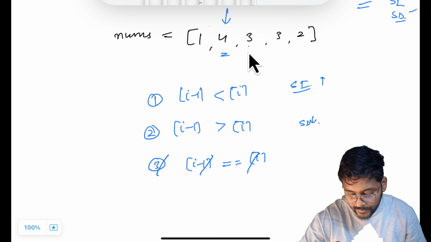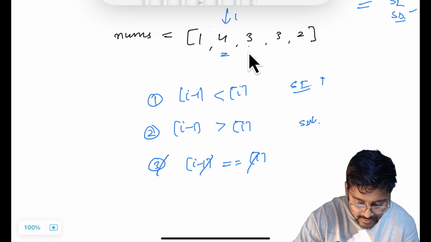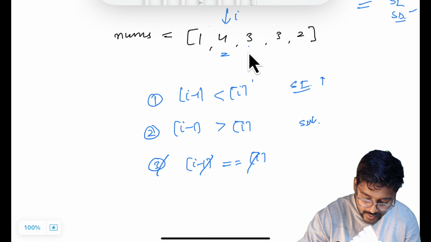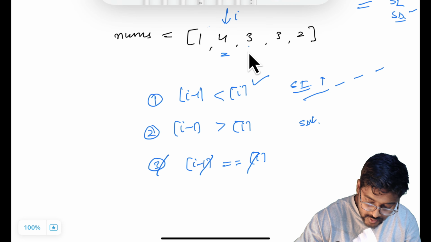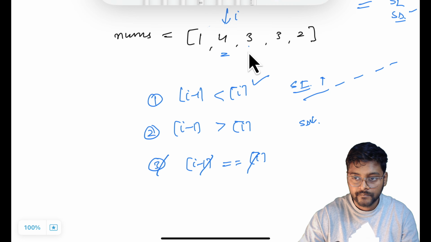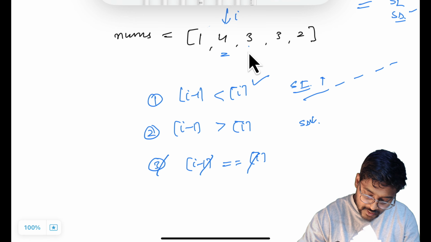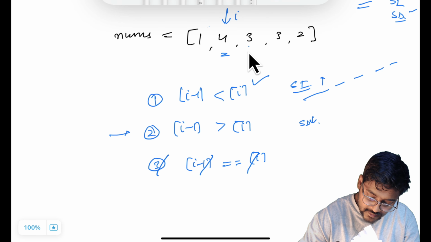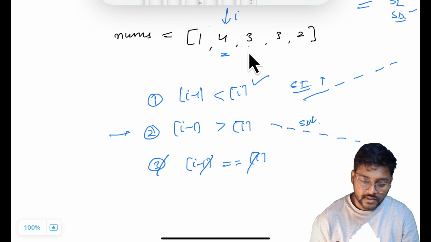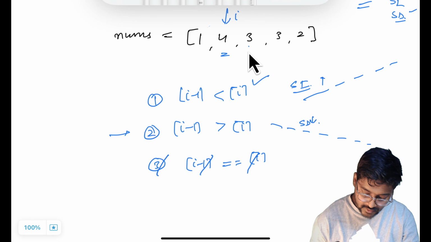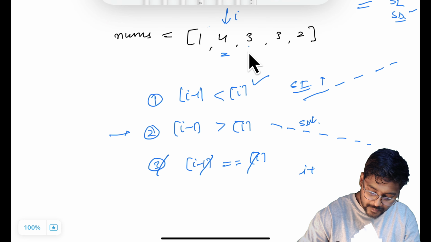So for any ith index, if you are encountering the first case, just keep on checking how many times you are getting an element greater than the previous one. If you are getting the second case, then keep on checking how many times you are getting a decreasing element, and then increment the pointer as well. In the equal case, just skip it, i++.